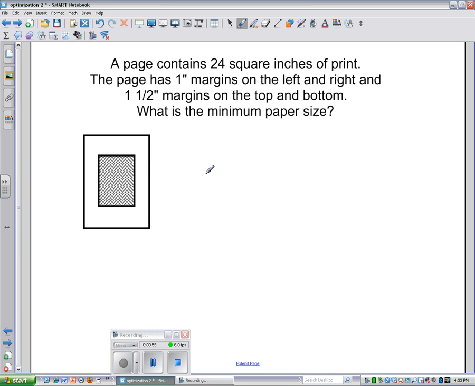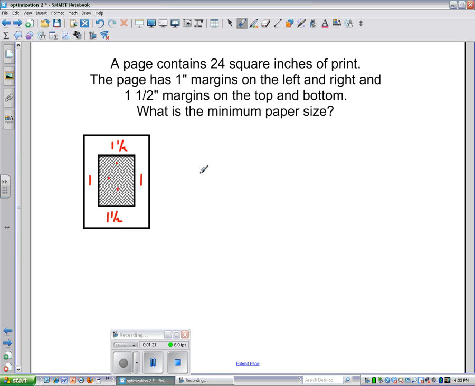Let's do some problems. So we've got a page. It's got 24 square inches of print. That's this part down in here, the gray and the dots. It's got 1 inch margins on the left and the right, 1 inch there, 1 inch there. And it's got 1.5 inch margins on the top and the bottom. What we want to know is what's the minimum paper size that we can have that meets all these conditions.